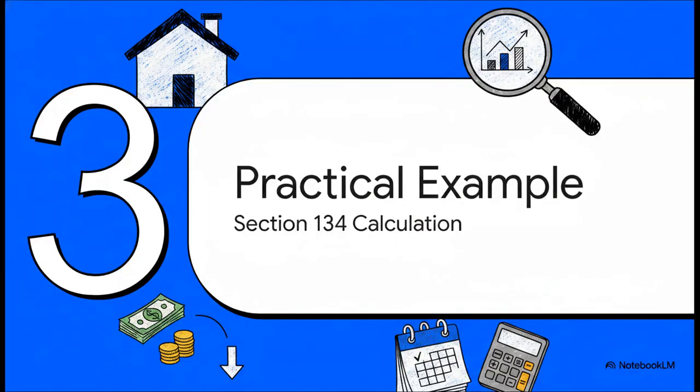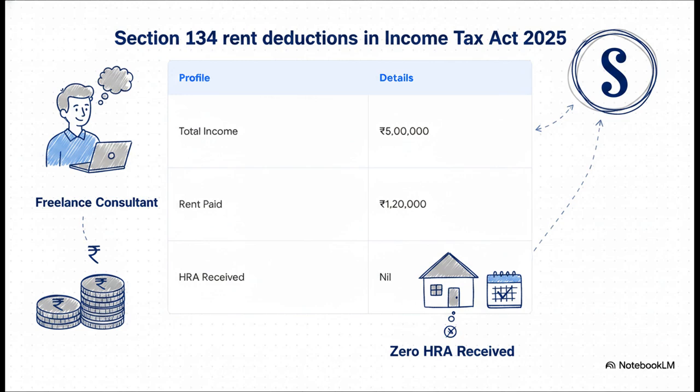Section 3. Practical taxation example. Let's bring this to life with a very typical taxpayer scenario. Imagine a freelance tech consultant. This consultant has a total adjusted income of exactly 5 lakh rupees for the current tax year. Because they live in a Tier 2 city, they're paying a reasonable rent of 10,000 rupees per month. That brings their total verifiable annual rent paid to 1,20,000 rupees. And importantly, to clear our first hurdle, because they're self-employed, they receive 0 HRA.